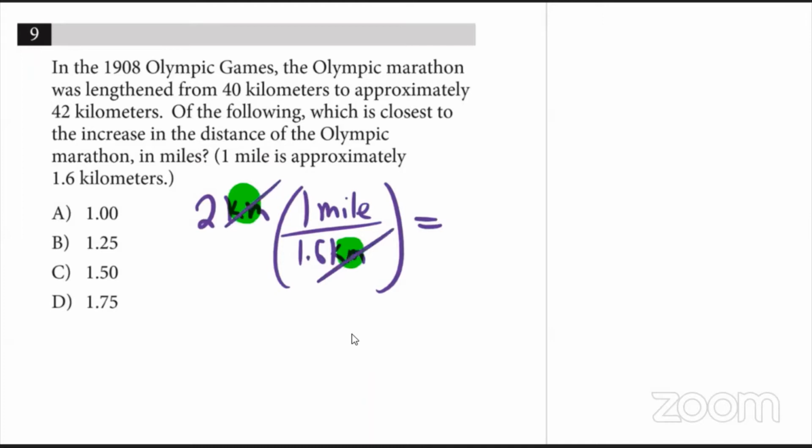By the way, like we always say, this whole thing is equal to the number 1 because you have 1 mile over 1.6 kilometers. If they're equivalent to each other, it's like the fraction 5 over 5 or x over x. It's just the number 1. And when you multiply by 1, nothing happens, which is why we're allowed to do this. And multiplying it out, you have 2 divided by 1.6, which is 1.25 miles. And the answer, number 9, is B.